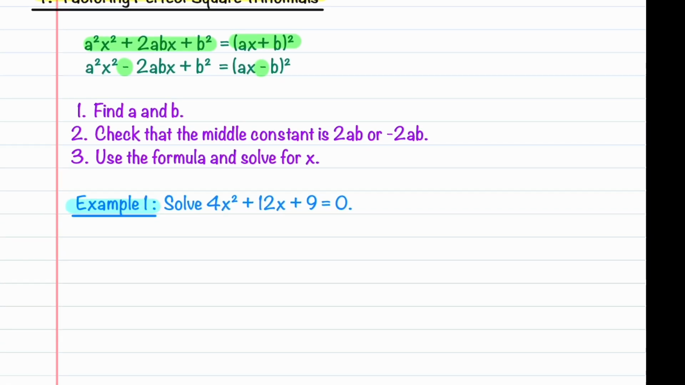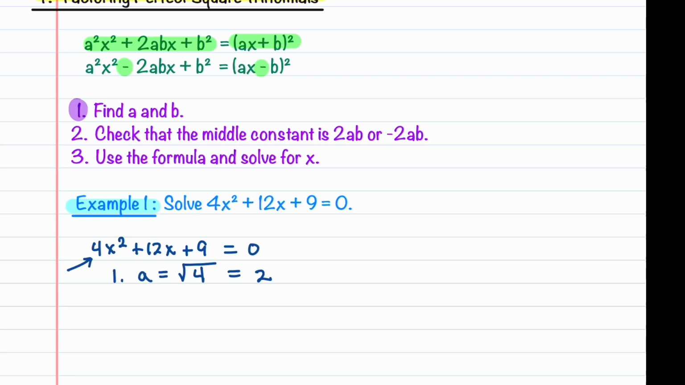Here's our first example. We are going to solve 4x squared plus 12x plus 9 is equal to 0. Our first step that you can see, I'll go ahead and highlight this up here, is to find a and b. A is going to be the square root of the number multiplying x squared. So that's the square root of 4. So our a is going to be equal to 2.